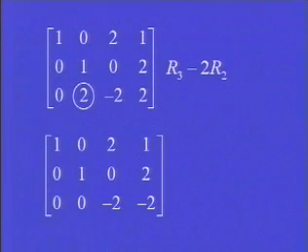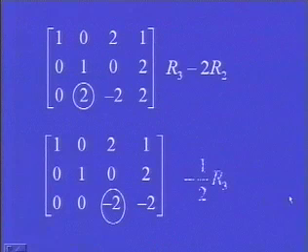Where that first negative 2 is in the bottom row, I need for that to be a 1. So if we'll do negative 1/2 row 3, that'll make that negative 2 a 1. It'll also make the negative 2 beside of it a 1. So now across the bottom row, I have 0, 0, 1, 1.